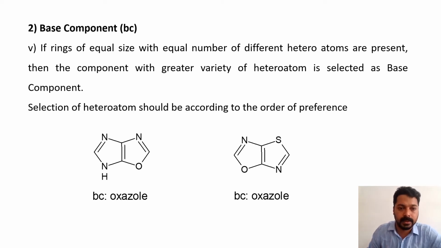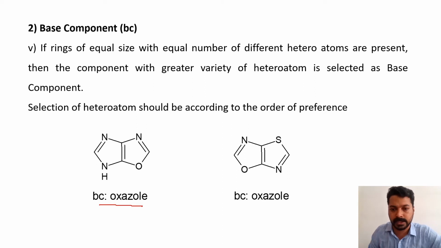If you take this compound, you can see imidazole as well as oxazole. Both have the same ring size, 5, and both have two heteroatoms. In that case, you look at the greater variety of heteroatom. Here it's only nitrogen, but here it is nitrogen and oxygen. So apart from imidazole, oxazole becomes the base component.